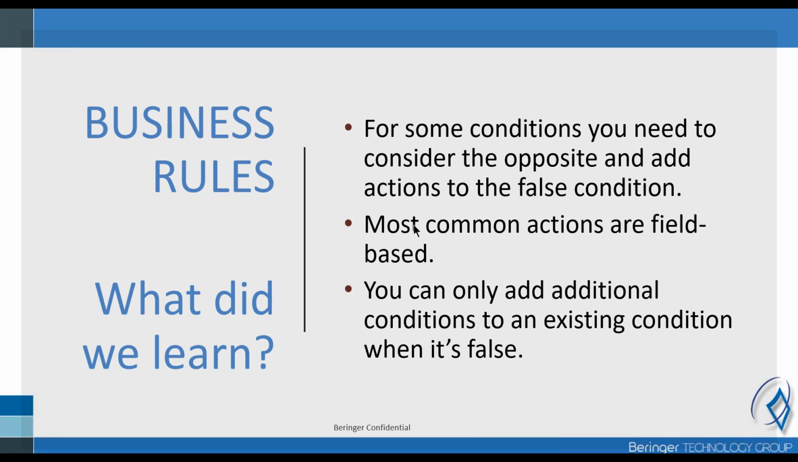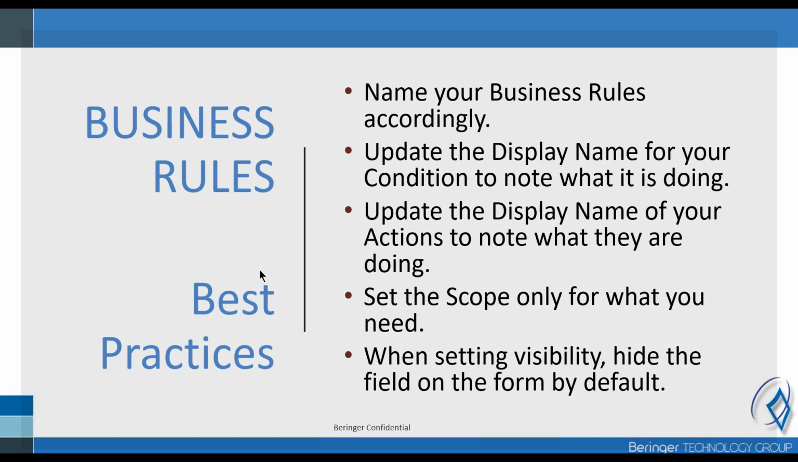The most common actions for business rules are field-based, and you can only add additional conditions to an existing condition when it's false. So I did show that. And just to outline some best practices, make sure you name your business rule accordingly. Update the display name for your condition to note what it is doing. Update the display name of your actions to note what they are doing.